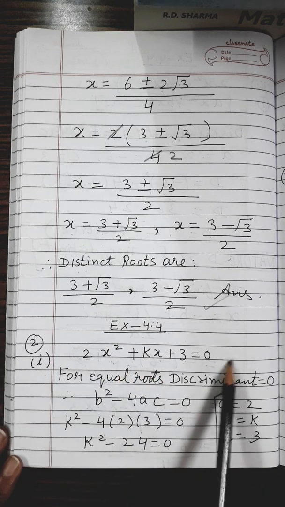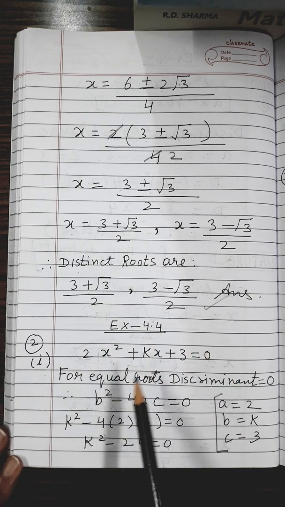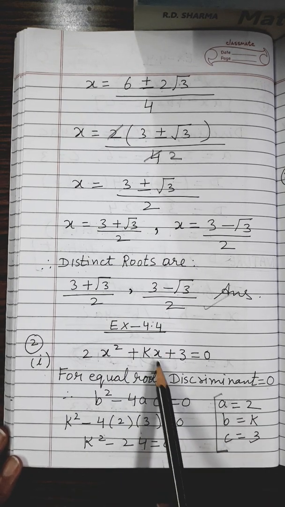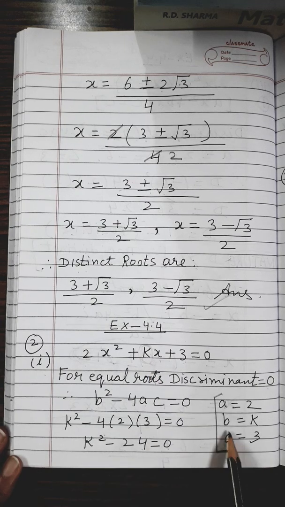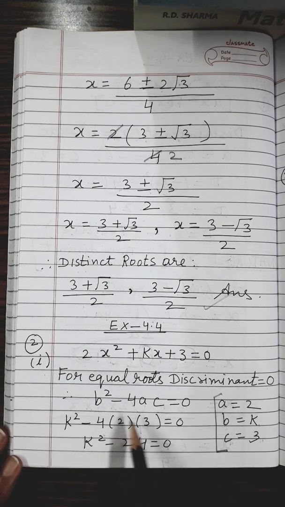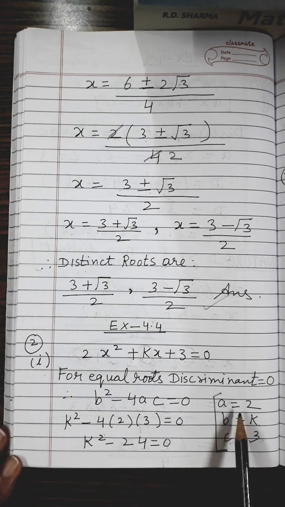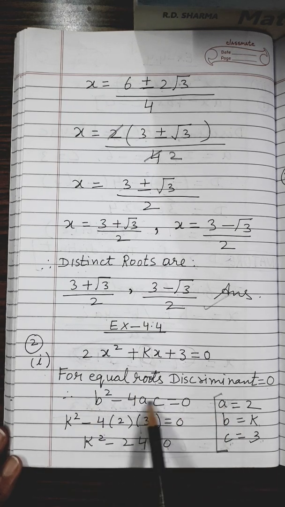So what you will do, in this quadratic equation, take out the values of a, b, c. What is a? Coefficient of x square, so a equals to 2. What is b? Coefficient of x, which is k, so b equals to k. What is c? The constant term without any variable in it, so c is 3. Now come to the discriminant, b square minus 4ac should be equals to 0. So substitute the values of a, b, c in this discriminant.